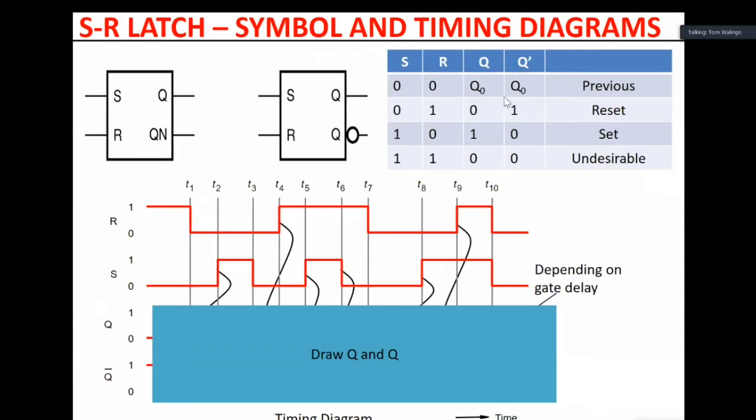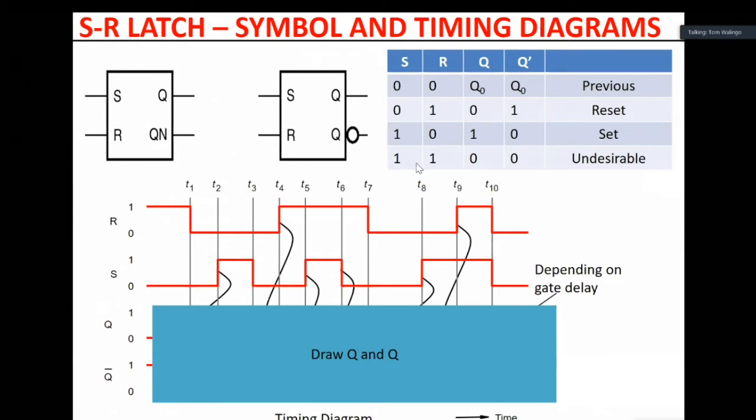And that is what the table says. But when both are 0, 0, it is in memory. It remembers whatever the previous value of Q and Q complement was. With 0, 1, we said it's active high, so the reset is the one active, it resets Q. Q is the reference. When S is 1, when set is 1, reset is 0, it will set Q. That is why we're saying it sets the latch, resets the latch, or holds the previous.